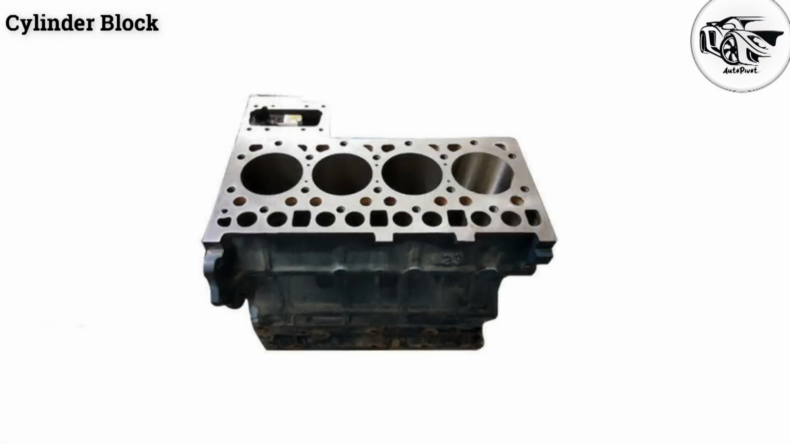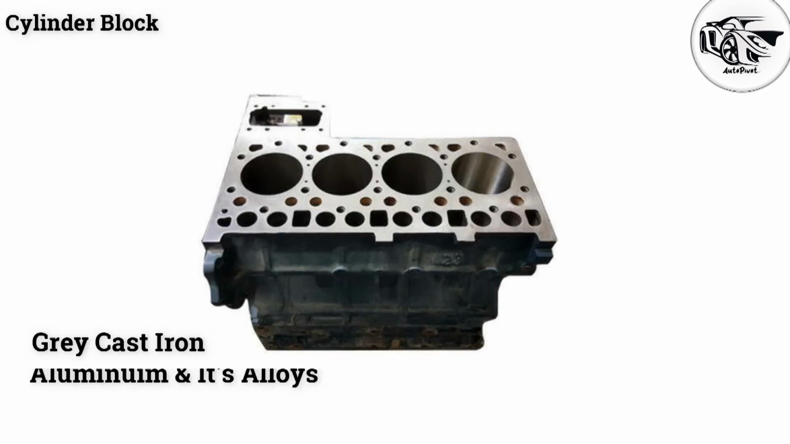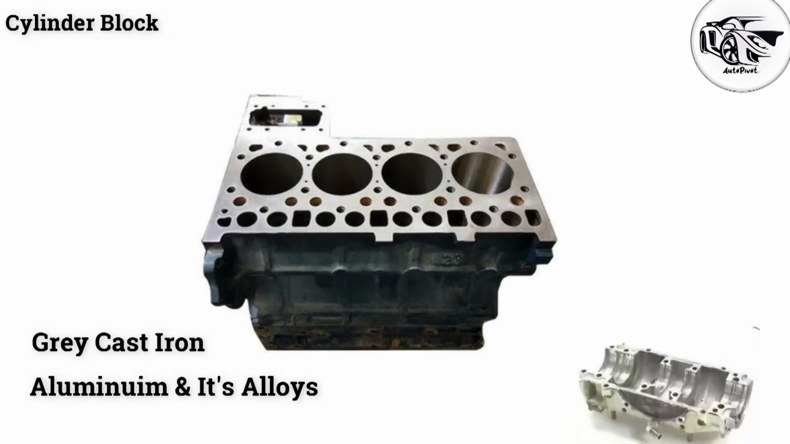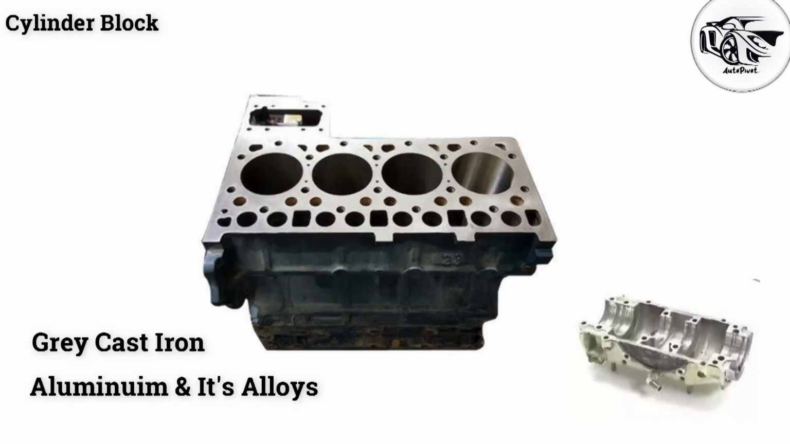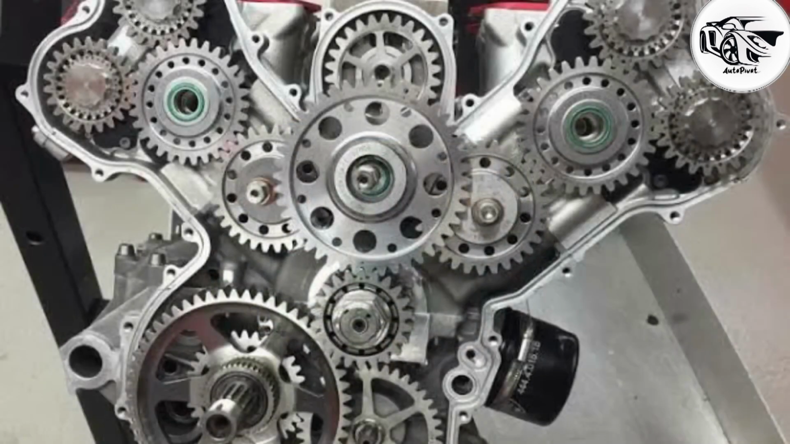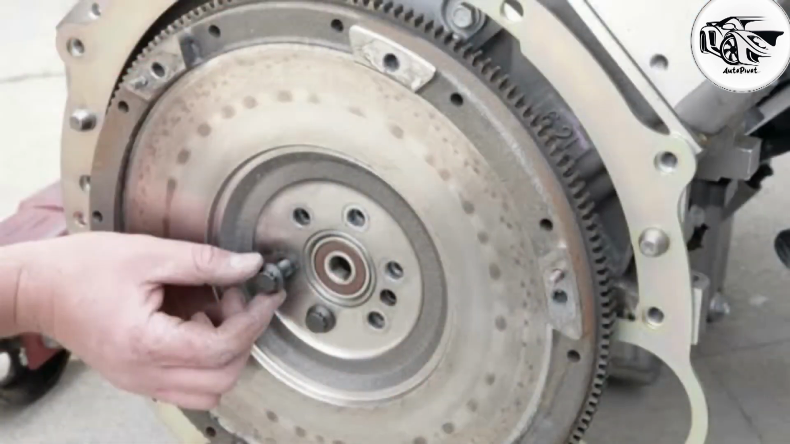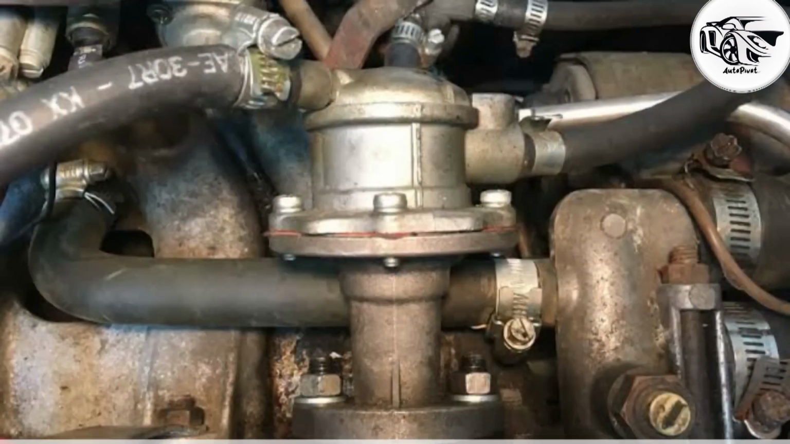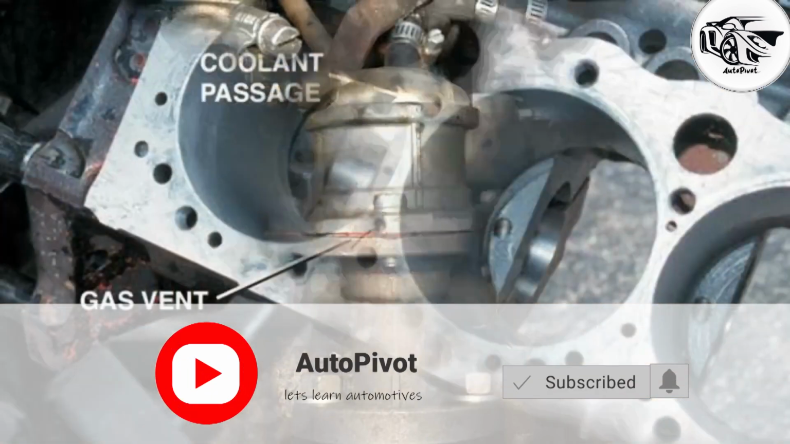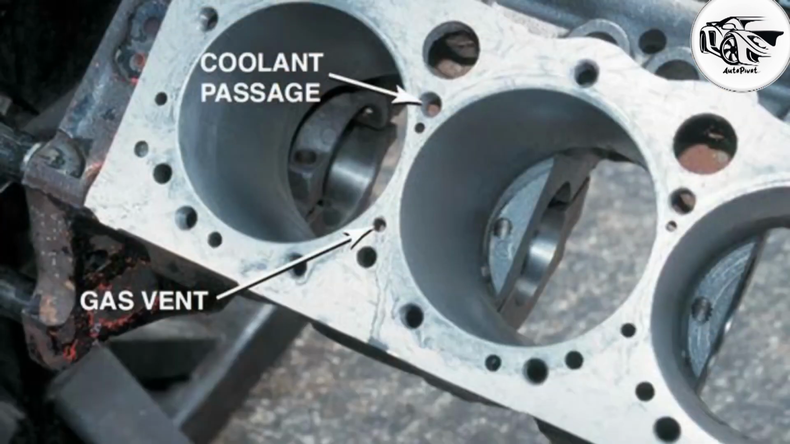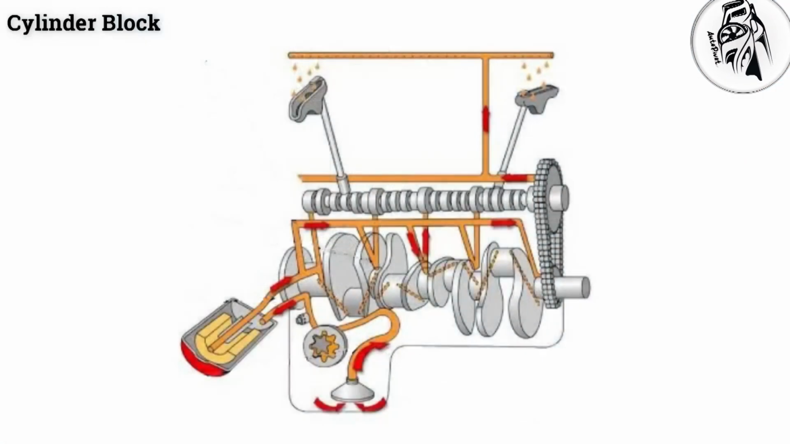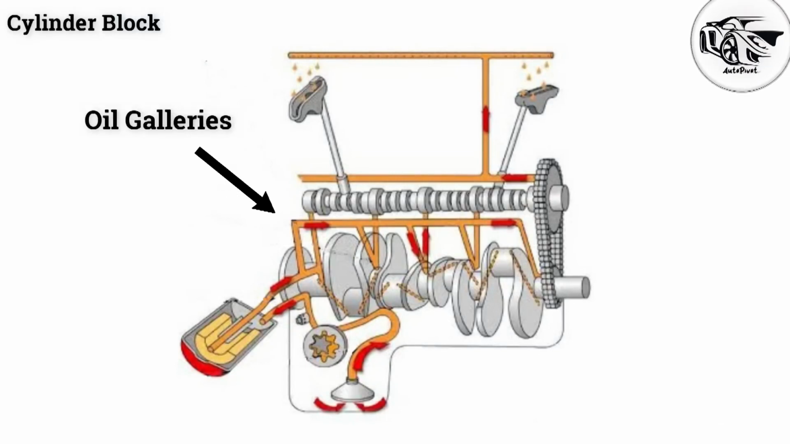The cylinder block is usually made of gray cast iron or aluminium and its alloys, while the crankcase is fixed to its bottom. Apart from these, other parts like timing gear, water pump, ignition distributor, flywheel, and fuel pump are also attached to it. Coolant passages are provided in the cylinder walls for the circulation of cooling water. The cylinder block also carries lubrication oil to various components through drilled passages, which are called oil galleries.